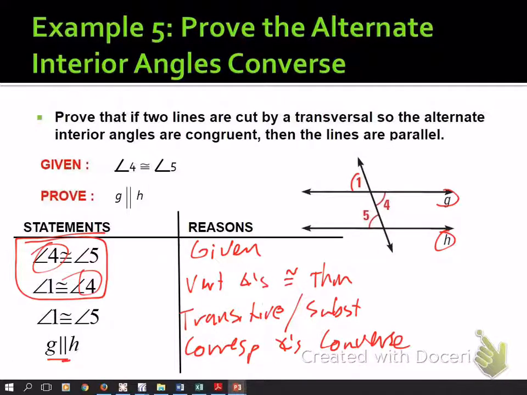So we've managed to prove the alternate interior angle converse without actually using the alternate interior angle converse, which is what we want to do. Now, going forward from this day on, since we've proven that theorem, that converse, if we know that angle 4 and 5 are congruent, we can jump right down and say that the two lines are parallel because of the alternate interior angle converse. That's the point in proving a theorem. Now we get to use the theorem.